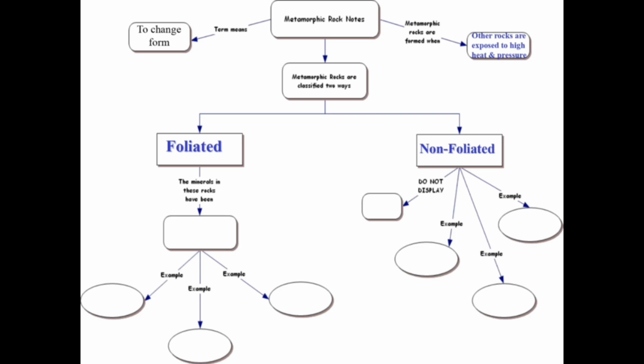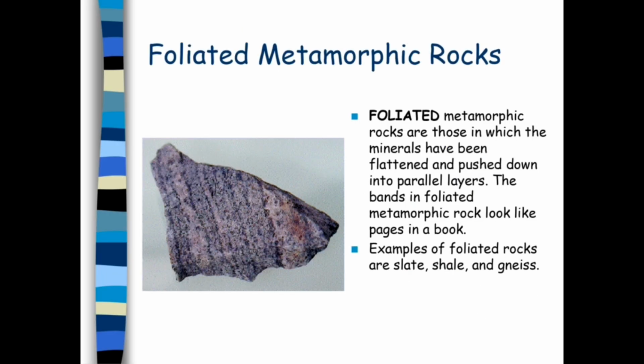Again, metamorphic rocks are classified two ways, foliated and non-foliated. Let us start with the foliated metamorphic rock first. Foliated metamorphic rocks are those in which the minerals have been flattened and pushed down into parallel layers. The bands in foliated metamorphic rock look like pages in a book. Examples of foliated rocks are slate, shale, and gneiss, which was shown before.